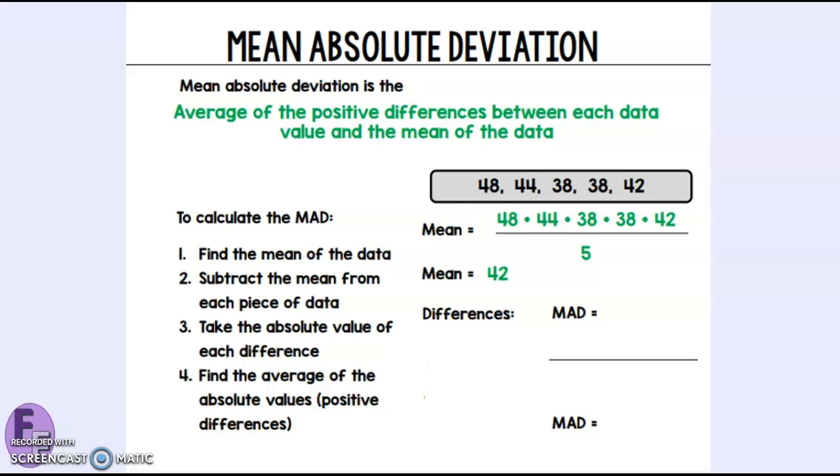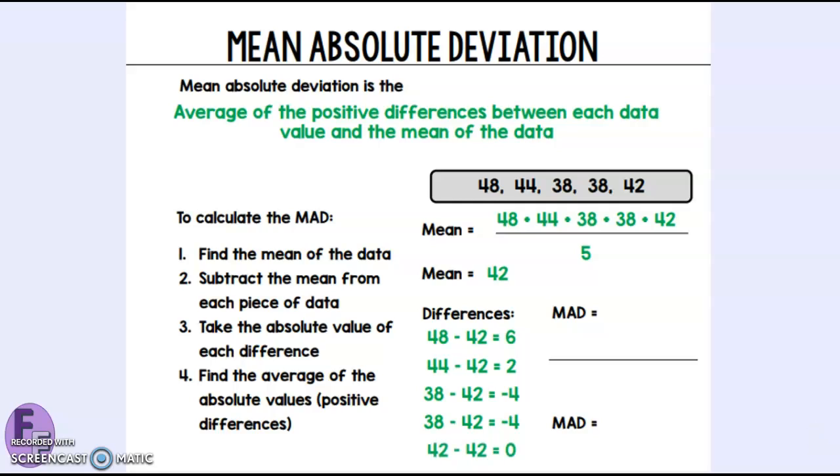Next, we're going to subtract 42 from each one of the numbers in the data set. 48 minus 42 is 6. 44 minus 42 is 2. 38 minus 42 is negative 4. Repeat it again because there are 2 38s in the data set. And then 42 minus 42 is 0.